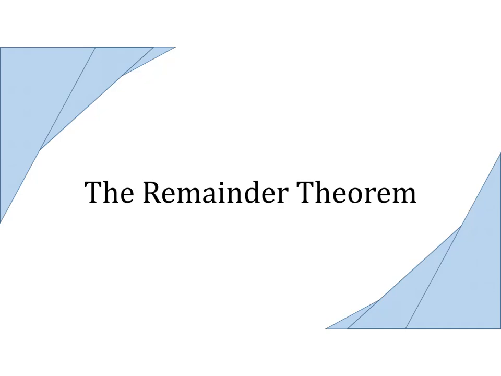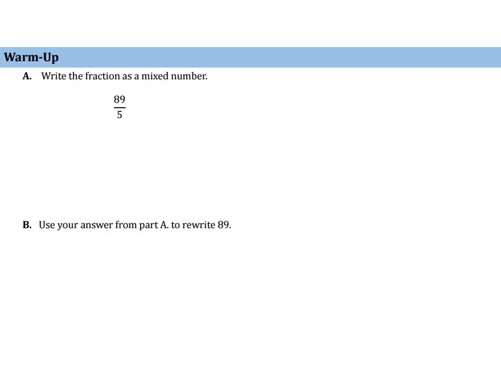Now that we have reviewed synthetic division, we are going to look at something called the remainder theorem and see what else we can do with synthetic division, with polynomials, and zeros. So let's first begin by looking at 89/5 as a mixed number.